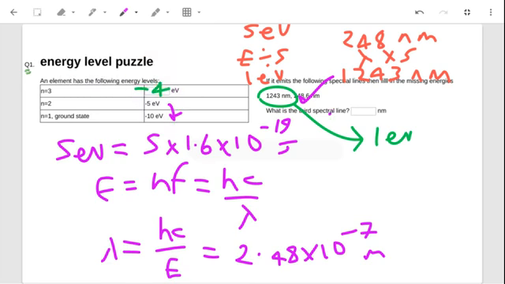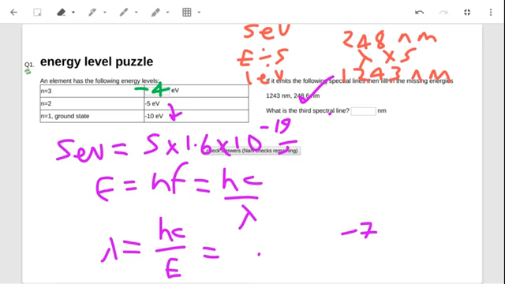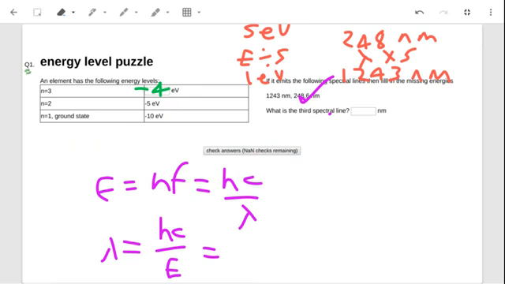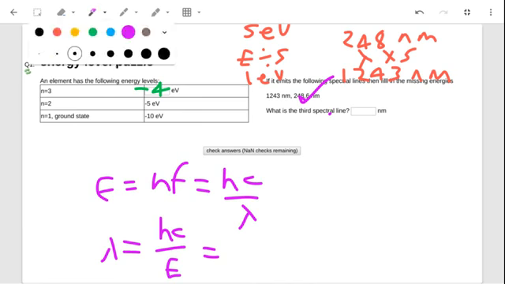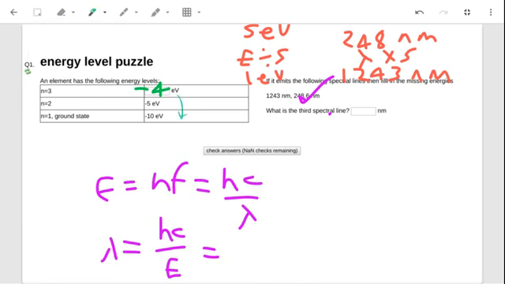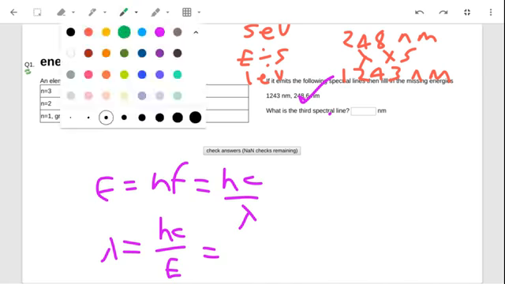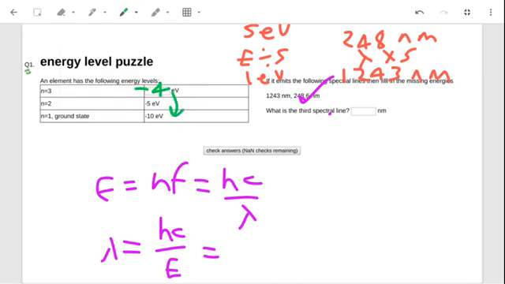The final spectral line, if I make a bit of space now, is from the top energy level all the way down to the bottom. So that's going to be this jump here. And that's going to be 6 electron volts.